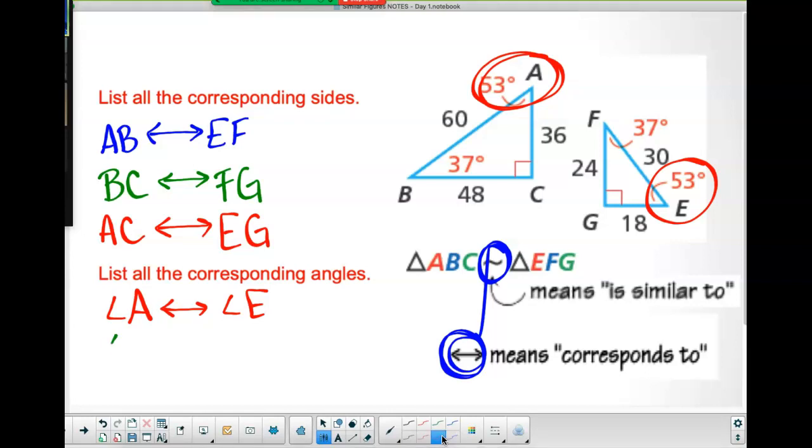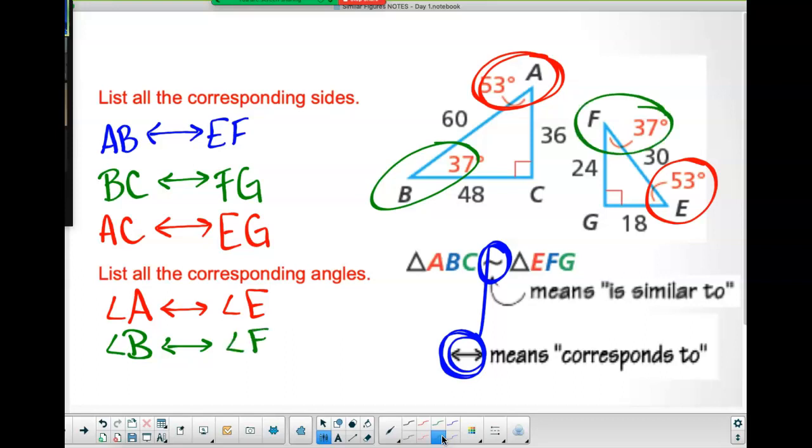Okay. Angle B corresponds to, angle B is 37 degrees, so that corresponds to what? B matches up with, Matthew? F. So angle B corresponds to angle F. And then the last one, angle C is a right angle, that has to match up with angle G. Angle C corresponds to angle G. Questions there?